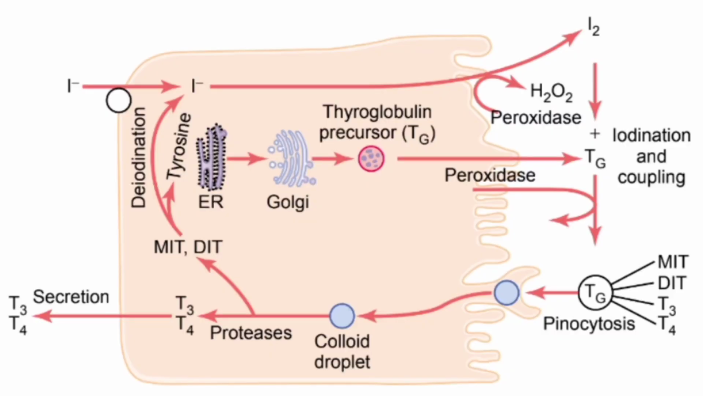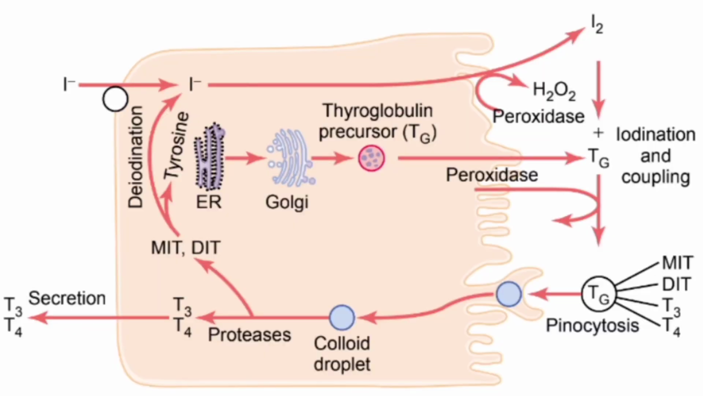The hormones synthesized are transported into the follicular cell in the form of colloid. It's stored in the form of colloid. So the colloid is a storage form. It can act as a reservoir for 2 to 3 months.